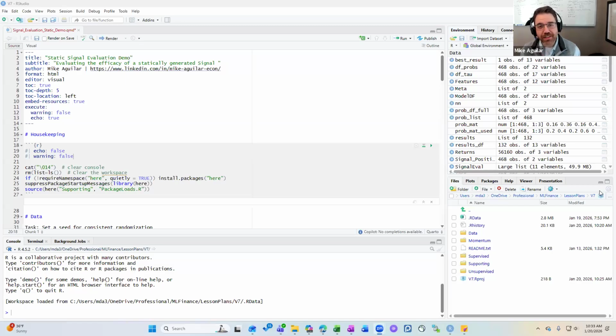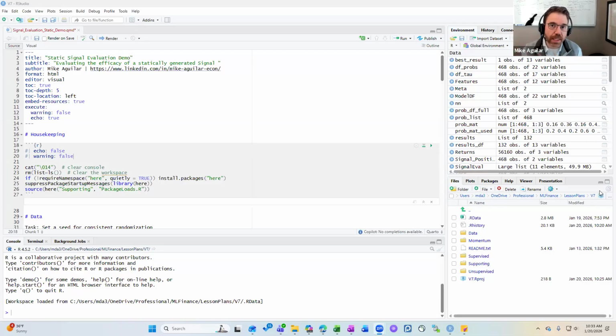How do you know if your trading signal is doing a good job? You could embed that signal into a strategy. You could embed that strategy into a portfolio. But then you don't know if it's because of the signal or the entry exit conditions, the weightings, the constraints.